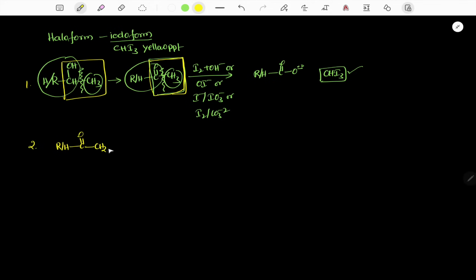Second one, even active methylene also. But in the active methylene the condition is that on both sides either aldehyde or ketone should be present. Now when it is treated with the same iodoform reagents, this active methylene part is converted into iodoform. We have to break the C-C bond, and it will be converted into carboxylic acid.